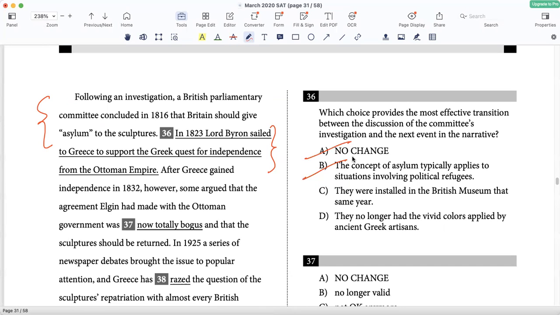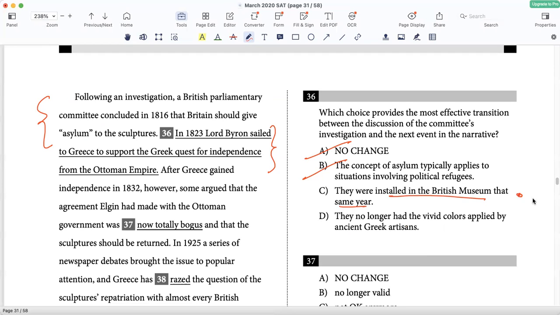They were installed in the British Museum that same year. So this actually tells you what happened after the committee's decision to grant asylum to the sculptures. The fact that they were installed in the British Museum tells me for certain that they were now on British territory, which is why after Greece gained independence, it wanted them to be returned. So this is a good answer.